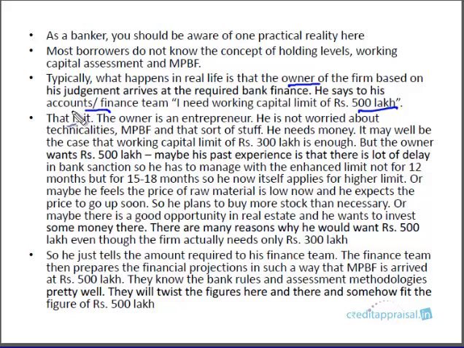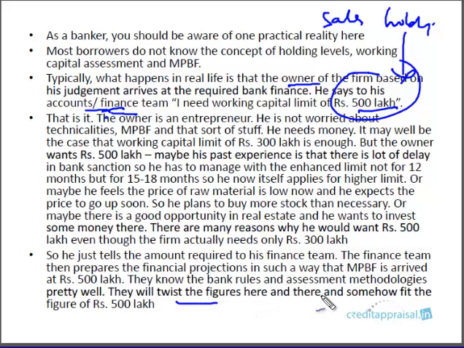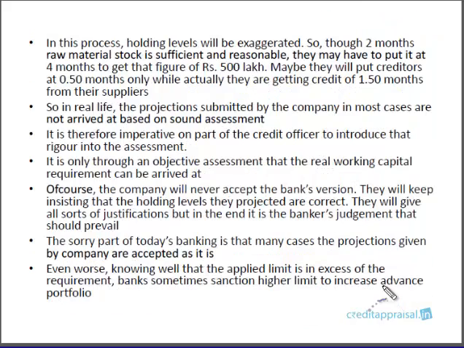He's asking some amount. So basically he's going to go and tell his accounts team, finance team, prepare the application, prepare the CMA data, so that we'll get eligibility of 500 lakhs. Right? That is the only thing. He is not concerned about MPBF and holding levels. So what the accounts and finance team of this company then do is they will try to prepare CMA data. They'll try to project the sales level and the holding levels in such a fashion that they're going to get the 500 lakhs. Right? This is what's going to happen in actual practice. They will twist the figures. They'll do adjustments here and there. Somehow they'll make the MPBF come at 500 lakhs.